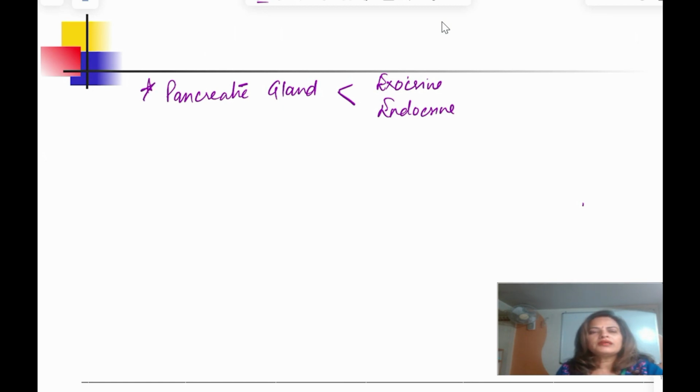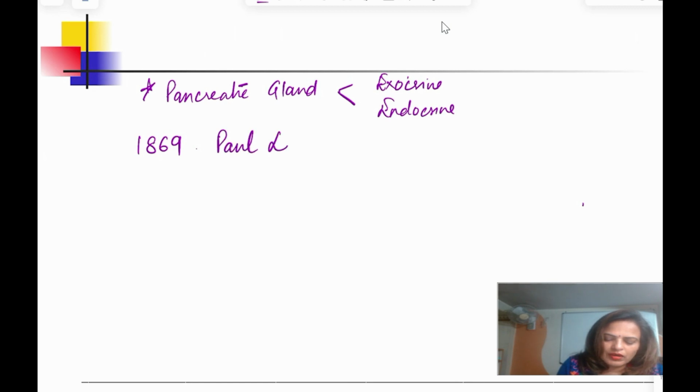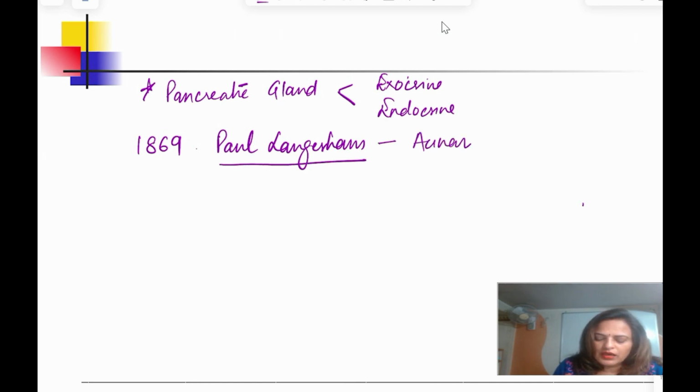This is very important MCQ. And who has found that two types of tissue are found in the pancreatic gland? It was found in 1869 by a German student, that is Paul Langerhans. He is the one who found that in between the acinar tissue there are scattered islets, which he called islets of Langerhans.